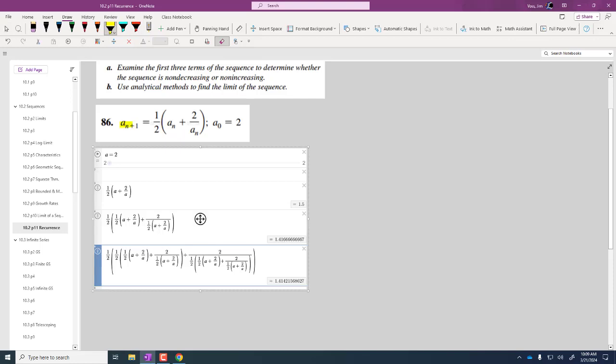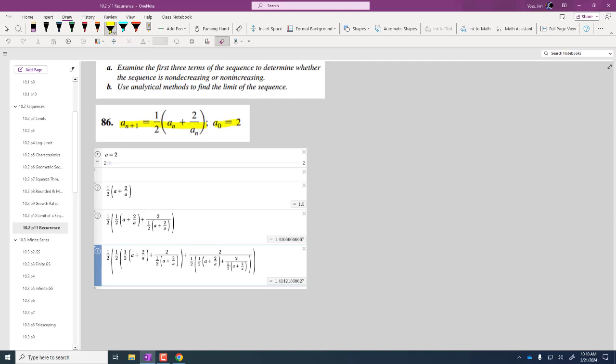when you define a sequence recursively, you've got your formula piece here that tells you how to get to the next term from the prior term. But you also have to know where you're starting. So you have to be given some initial value to start the iterative process with. So we start with 2. There's our sequence term. And then we take that 2, plug it in right there, simplify it, we get 1.5. So that's the next term in the sequence.